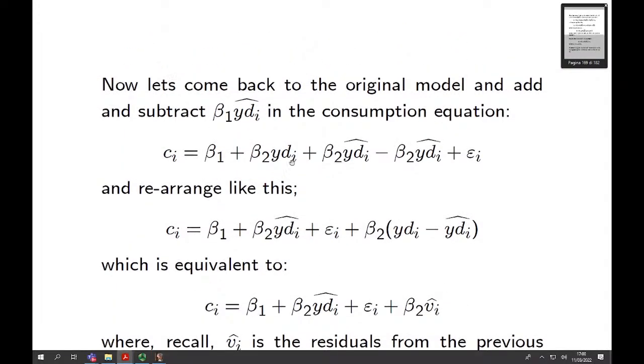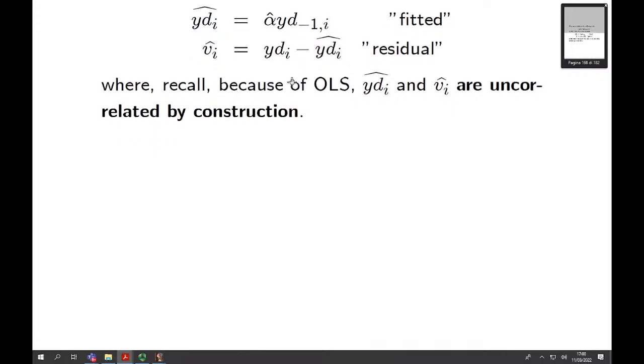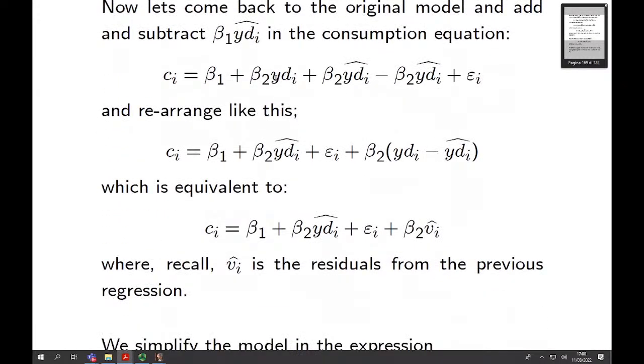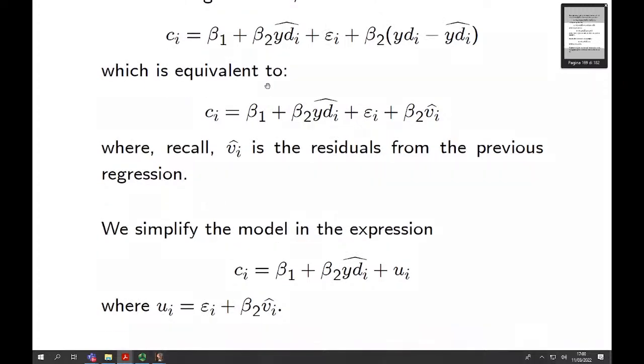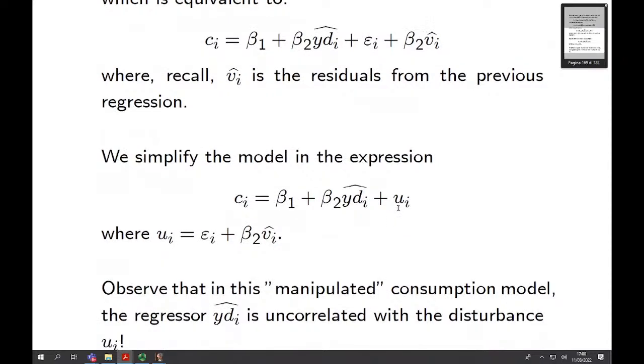Why? Because it depends on the past. It depends on past income. I know that past income cannot be caused by current consumption. So I took into account the causality link. So what I've done, I rewrite this model. Simply, I rearrange this equation like this. I call u i this term here. It's my new error term. But what is the advantage now? That I know that in this model, this regressor and the novel error term are uncorrelated by construction.